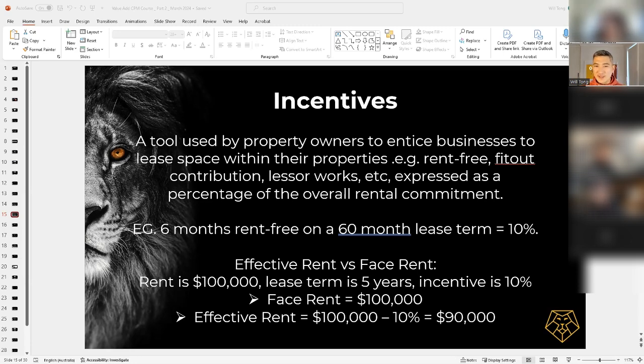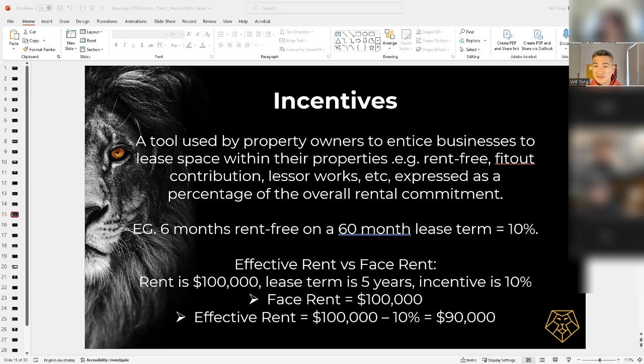Now, I want to further explain the difference between an effective rent and a face rent. Here's a scenario. Let's say there's a tenant that's just agreed to a 5-year lease and paying $100,000 per annum in rent, and the incentive is 10%. You just sign off on that deal. A face rent means what the tenant is paying on face value without considering the incentive. So that will be $100,000.